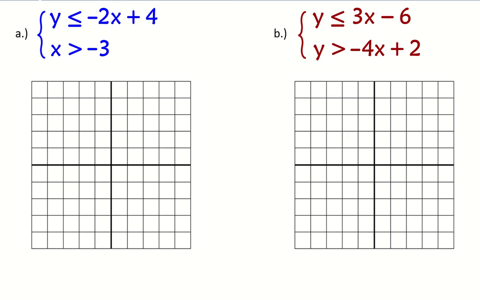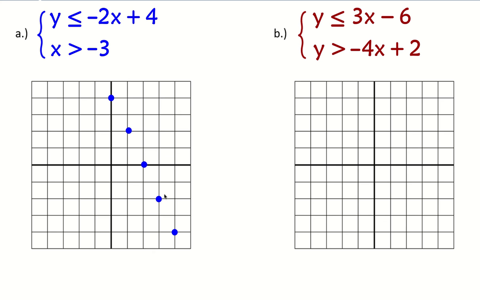Alright, so it looks like both of these are good to go to graph. I already know here that this is in mx plus b form, so I know that my y-intercept is 4. Looks like my slope here is -2, in other words, -2 over 1. Feel free to write that down, -2 over 1, but that means we're going to go down 2 over 1, down 2 over 1, down 2 over 1.